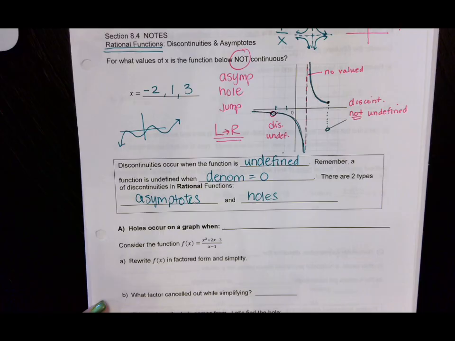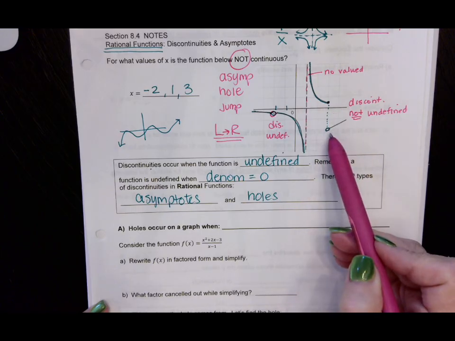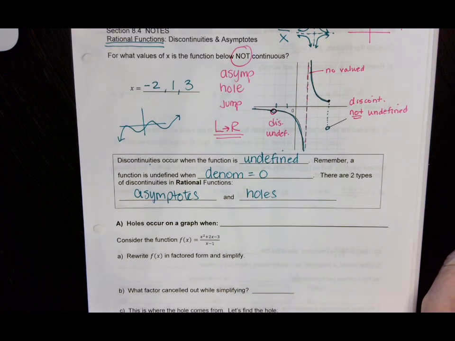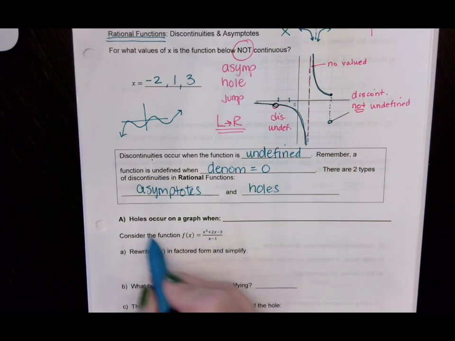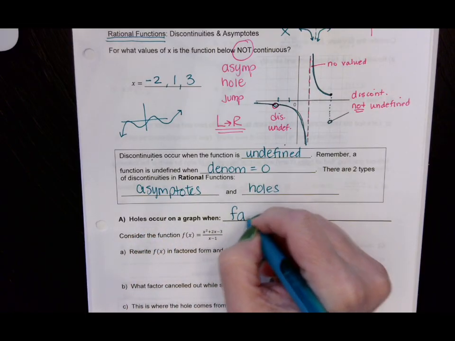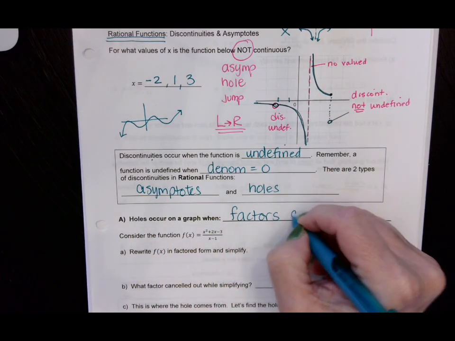So because of that, when we're dealing with rational functions, we really only care about what happens at holes and asymptotes. If I have a jump discontinuity, it's okay because I can still have a value as long as one of them is equal. All right, so holes in my graph are going to occur. So holes occur when the graph factors cancel out.